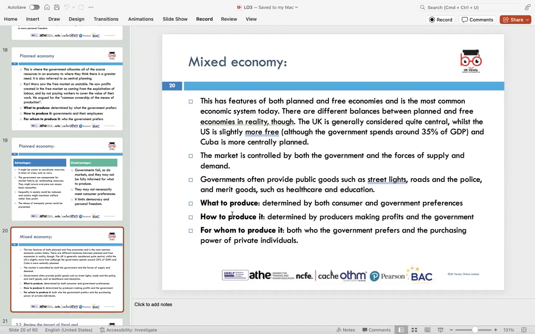What to produce is decided by the desires of both consumers and the government. How to produce is determined by the producers who desire to make profit, and the government. For whom to produce is determined by the preference of the government and the purchasing power of private citizens.